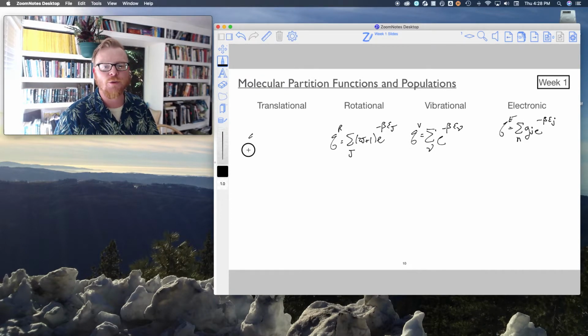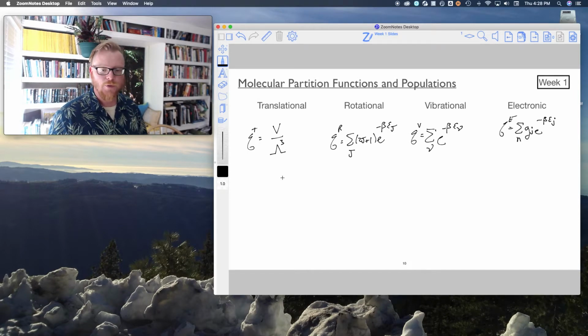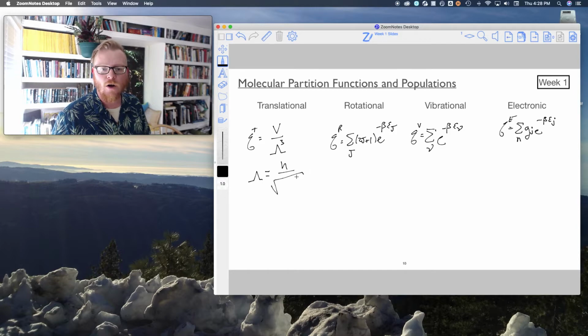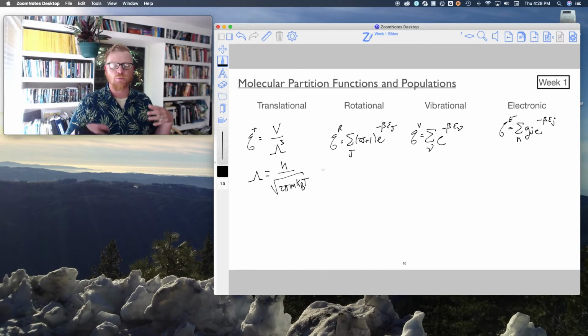And the only one that's different is the translations, and that goes as V for volume, the volume of the system you're talking about, and this parameter lambda cubed, where lambda is what's called the thermal wavelength, okay? And the thermal wavelength goes as h, Planck's constant, all divided by the square root of 2 pi m k Boltzmann T. Okay, so again, we're not going to do much with these other partition functions, but we can use them in a very similar way.